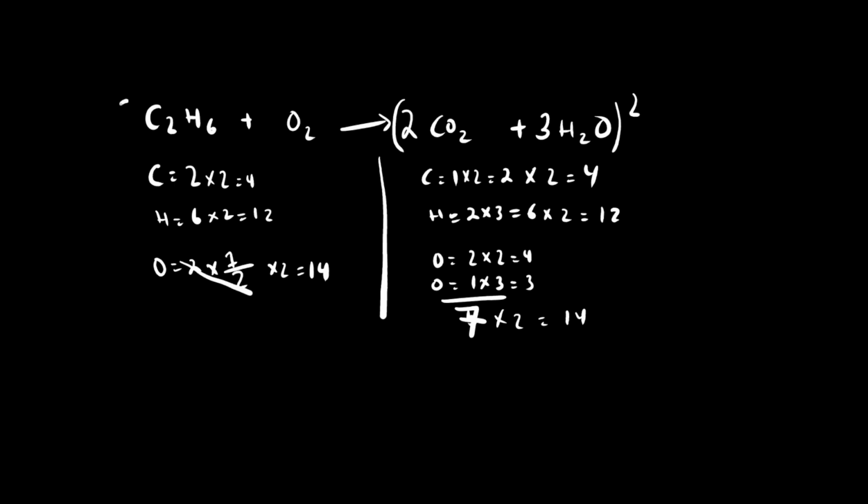We're going to have 2 in front of the ethane, 7 in front of the oxygen, and for the right hand side, we're going to have 4 in front of the carbon dioxide, and 6 in front of the water. And so now our equation is balanced.